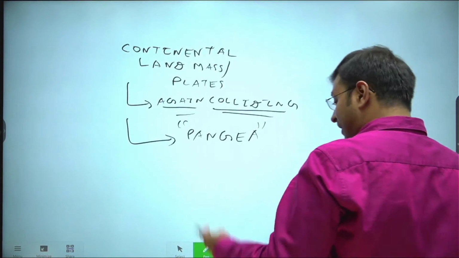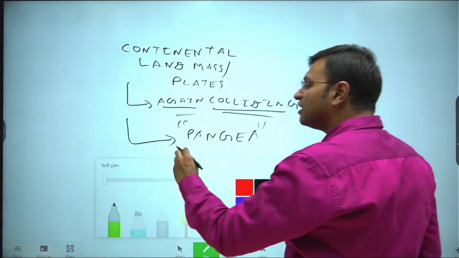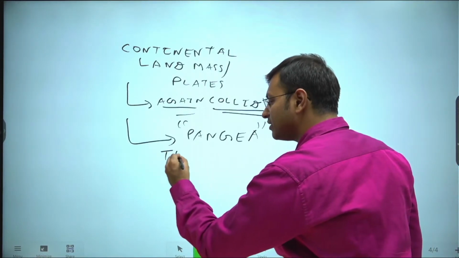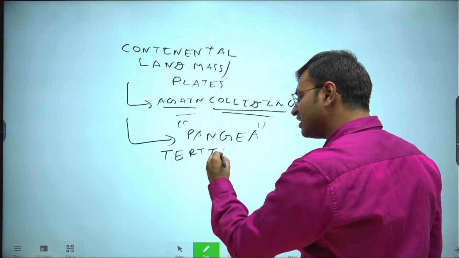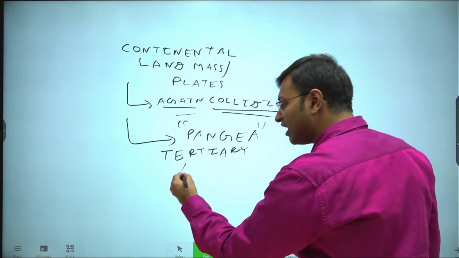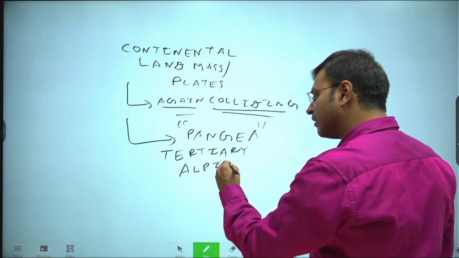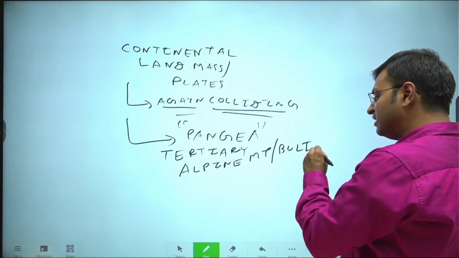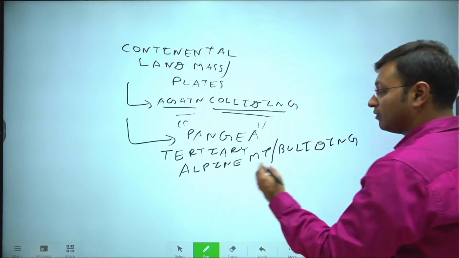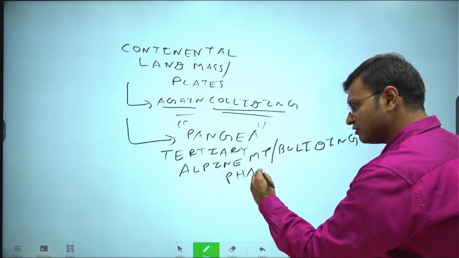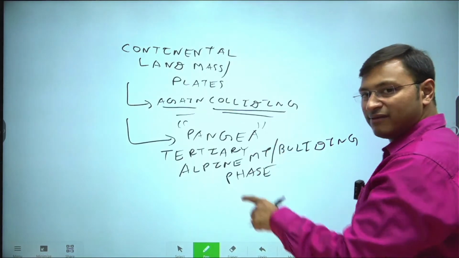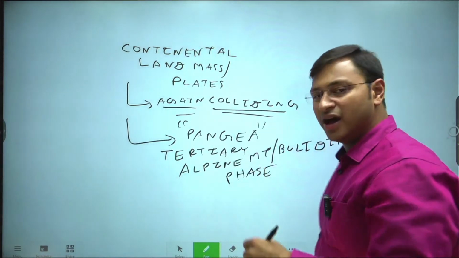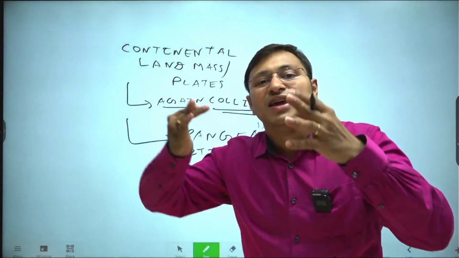So as the Pangea breaks up, you will have the third mountain building phase when the continental plates are colliding, and that mountain building phase will be called as tertiary alpine mountain building phase. So please get this very properly. When will this phase begin? This will begin when the Pangea will break up, and here you will have upliftment of some of the world's youngest fold mountains.